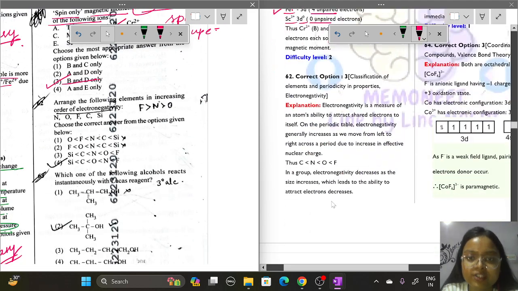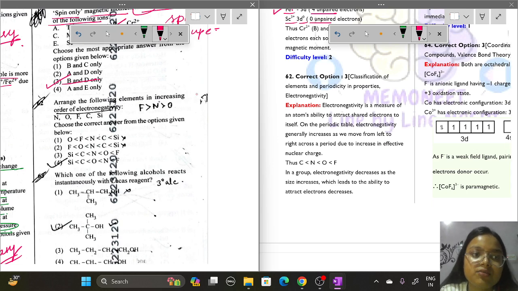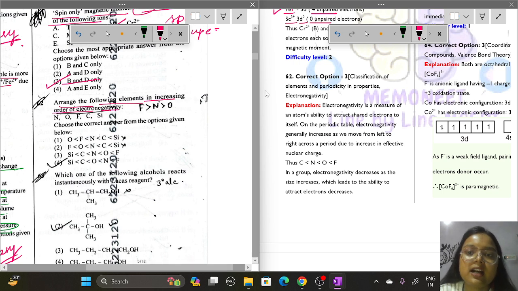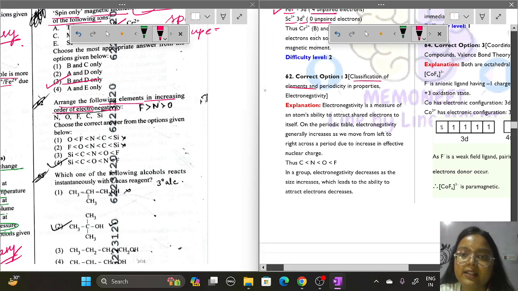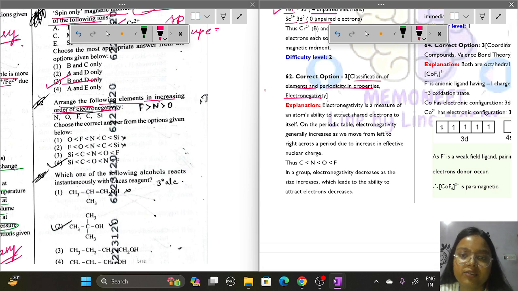Next is question number 62. Arrange the following elements in increasing order of their electronegativity. So increasing order of electronegativity is asked. It is from classification of elements and periodicity in properties, and its subtopic is electronegativity.